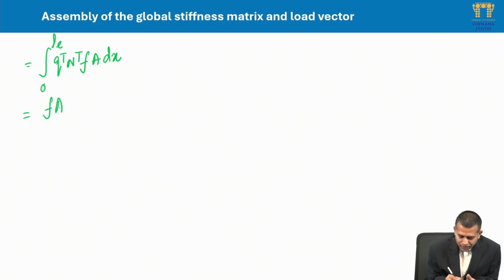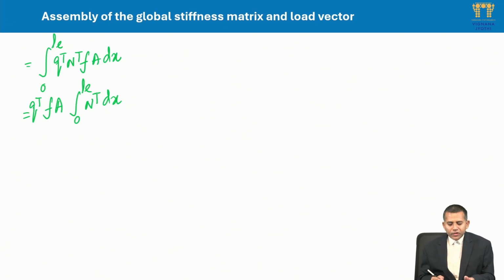So I can write f and A outside, and even q transpose, which is again a displacement vector, you can take out. So you'll have the integral from 0 to LE of N transpose dx. Now it is in your global coordinate system, so we can solve this body force by directly using the global coordinate system. At the same time you can solve it by using your natural coordinate system also. First I'll do it with the global coordinate system, then I'll leave it as an exercise for you to solve it using the natural coordinate system.